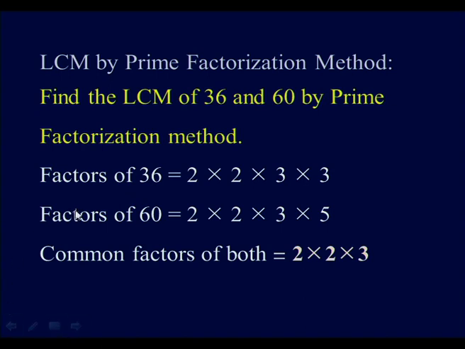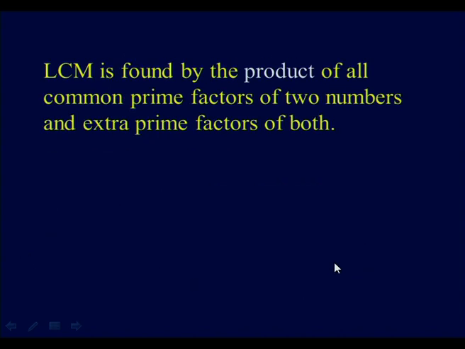I have written the factors of 36 as 2 into 2 into 3 into 3, and the factors of 60 as 2 into 2 into 3 into 5. What are the common factors in both of these? The common factors for both are 2 into 2 into 3, and the same you can see here, 2 into 2 into 3. Now, what is the LCM?